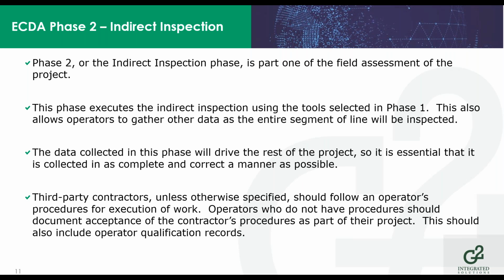Smaller operators who may not have the resources to develop these procedures or rely on a third party, those operators should be accepting the third-party contractors' documents, their procedures, as part of their project. So they should be reviewing their procedures and making sure that the person who's doing the work has procedures that are as complete as possible. And then also don't forget about OQ records. These are considered covered tasks, so make sure you're getting OQ records from your third-party contractor.